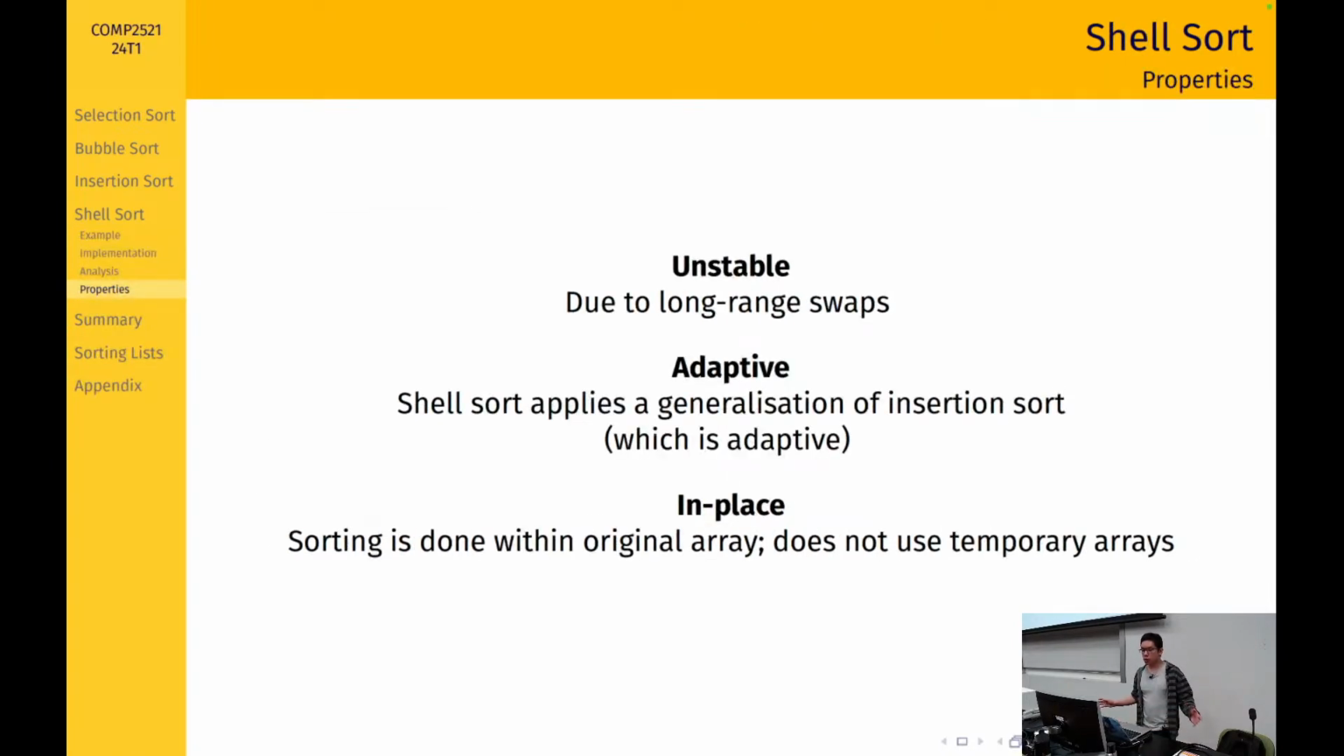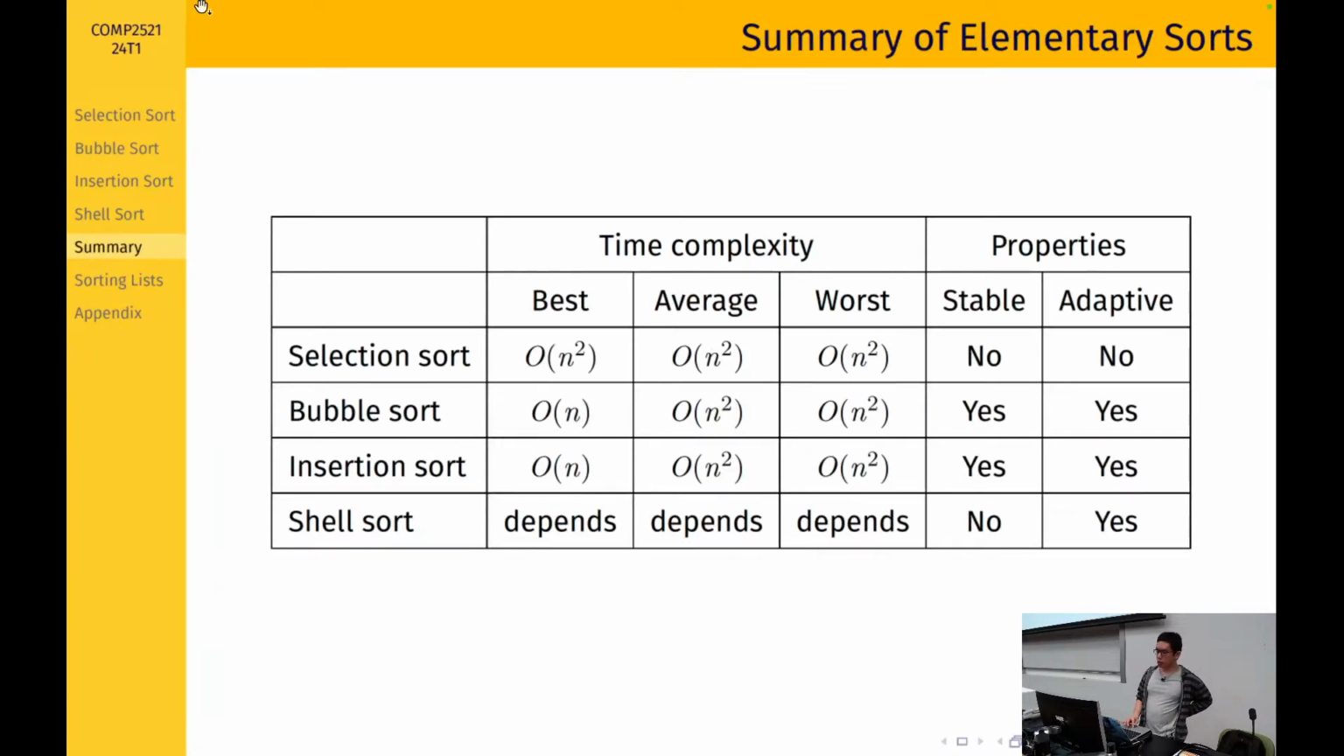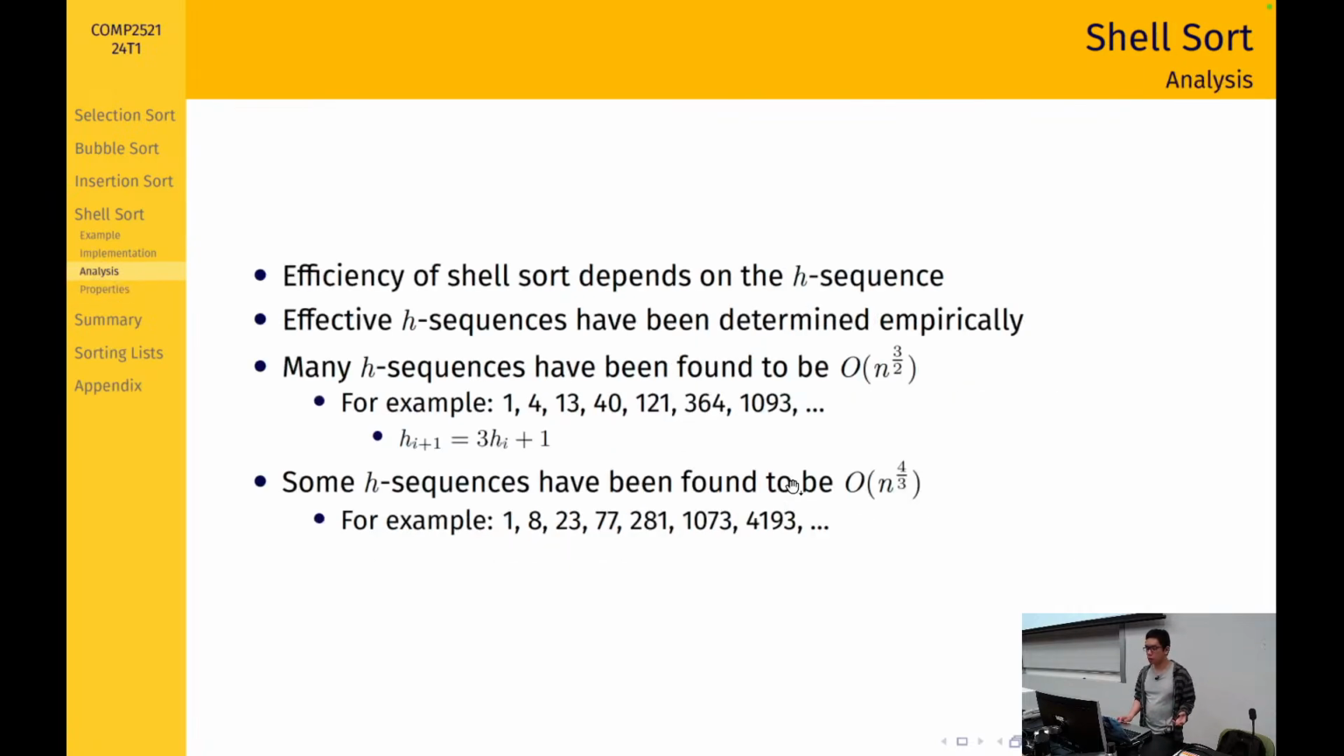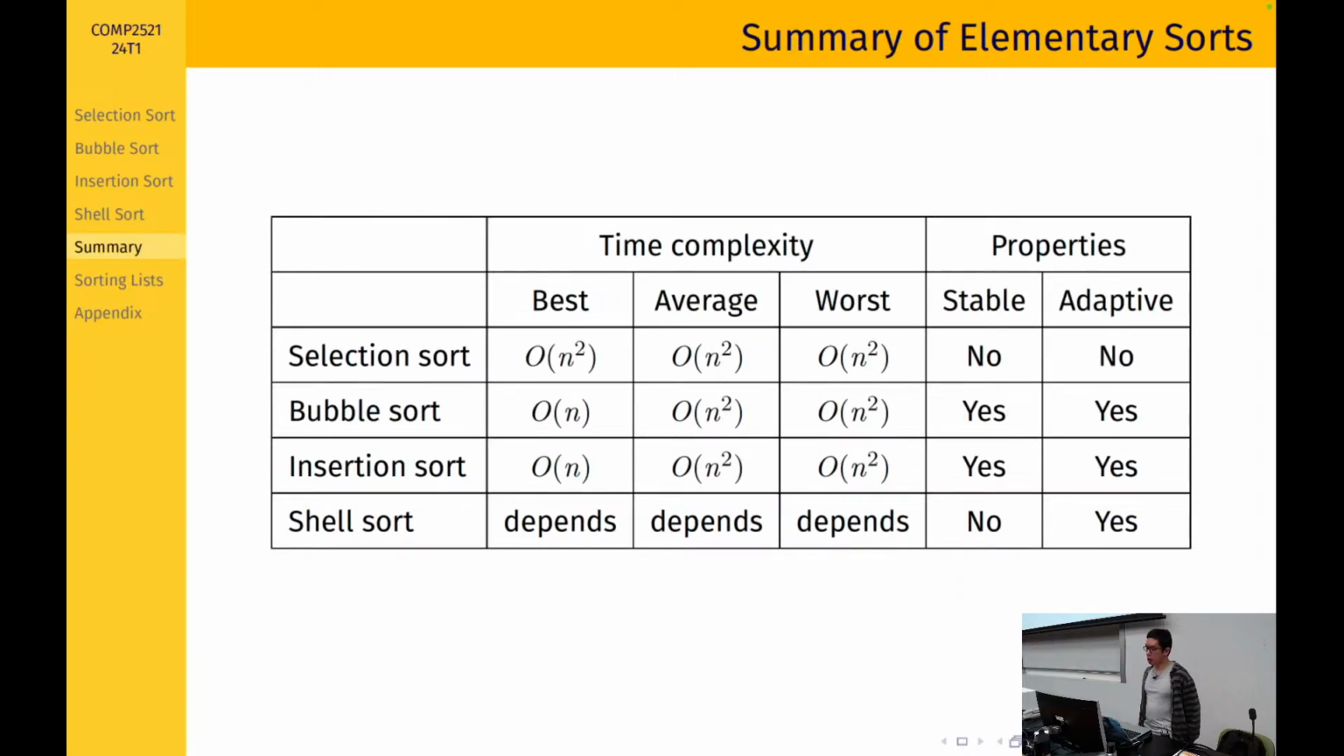Okay, so that's shell sort, and here is the summary of the sorting algorithms that we've covered so far. Notice that in the worst case, these algorithms are O(n squared). And in the worst case, shell sort is also going to be n to the power of something which is greater than 1. But the time complexity of shell sort depends on the sequence, which is why I've written "depends" here. And here is the stability and adaptability for each of the algorithms.